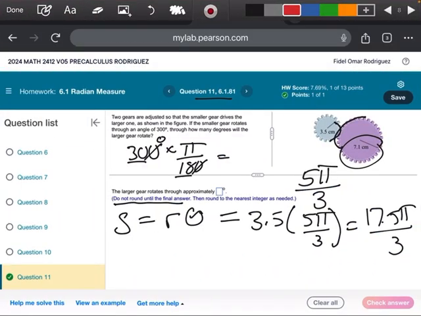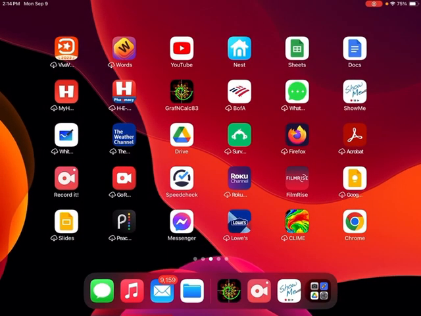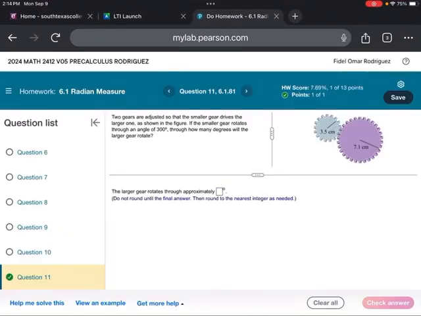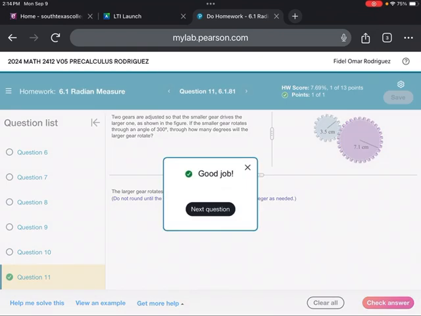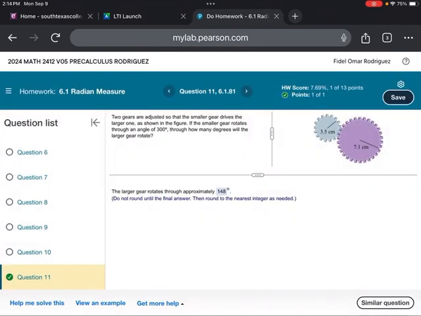And it says 148 degrees right here. And I can come back here, and right here, guys, if I type in 1, 4, and 8, and we check it, we got it right, okay? So hope that makes sense. If y'all got any questions, let me know.